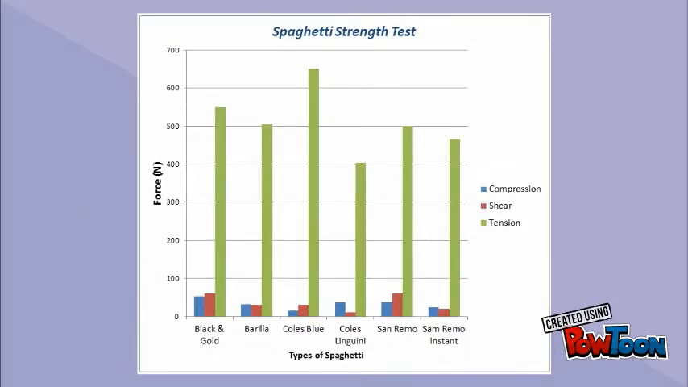The performance testing results are shown here. They highlight that Black & Gold presented itself as the most reliable against compression and equaled the capability of San Remo to withstand shear force. Black & Gold also came second to Coles Blue in our tension testing. Based on these results, we chose to use Black & Gold as our choice of spaghetti.